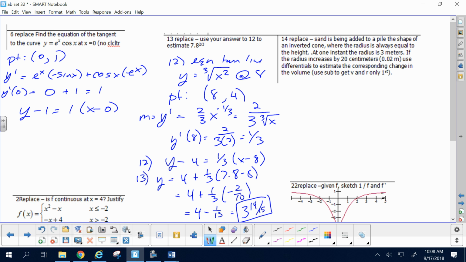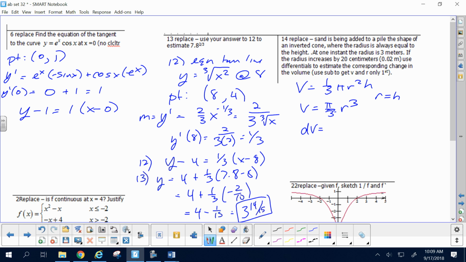How'd 14 go? Easy. Good. When the radius is always equal to the height, and the radius increases by 20 centimeters, use differentials to estimate the corresponding change in volume. Okay. First, volume of a cone is 1/3 pi r squared h. But if the radius and the height are equal, then in place of h we're going to put in an r, which gives us 1/3 pi r cubed, or pi over 3 r cubed. Check.